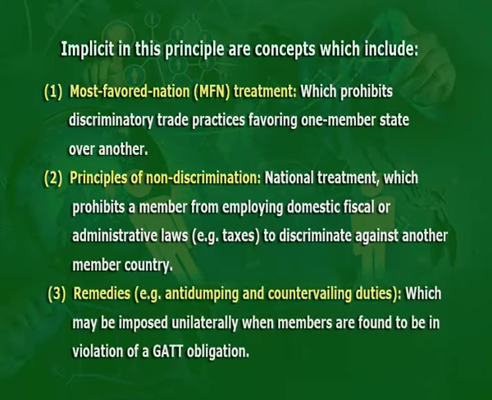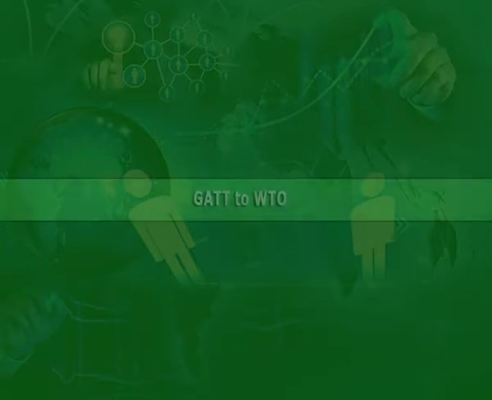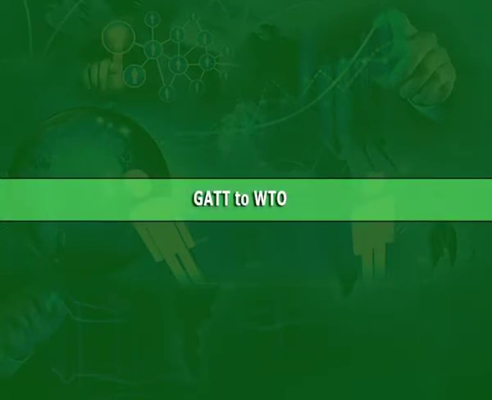Point number 3, remedies, for example anti-dumping and countervailing duties, which may be imposed unilaterally when members are found to be in violation of a GATT obligation.